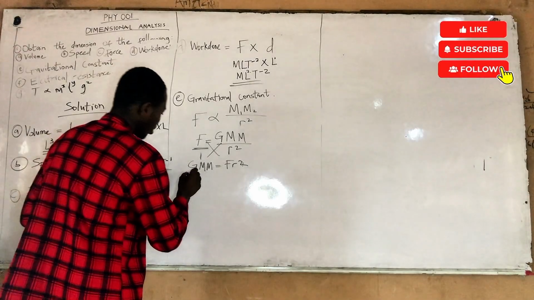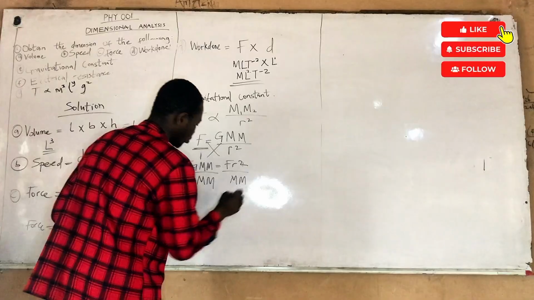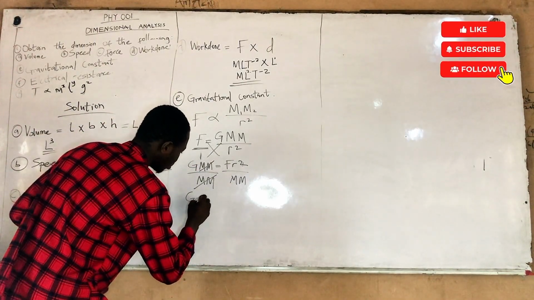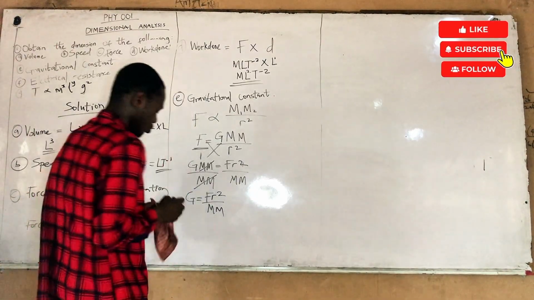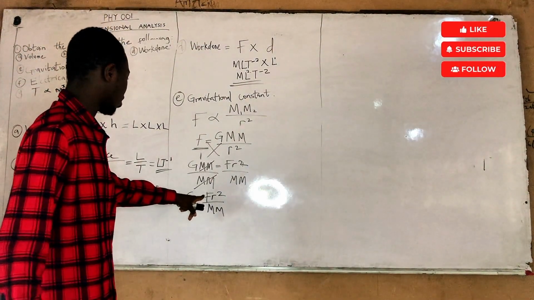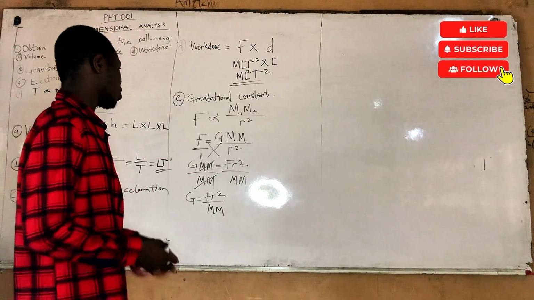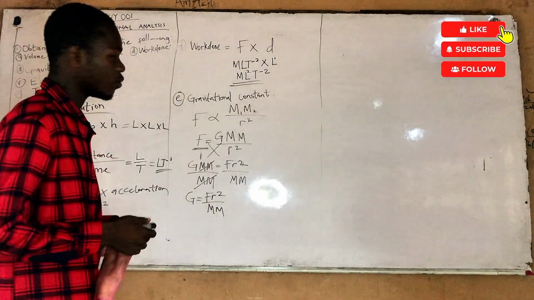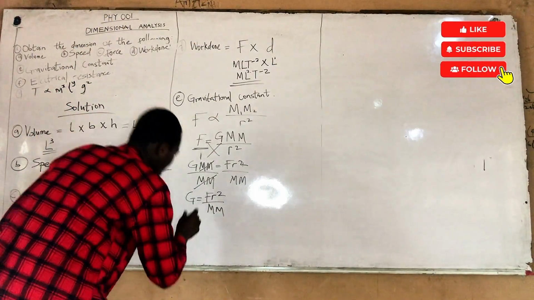Divide both sides by M1 M2. You can say this one divided by this one, and you are isolated with G equal to F R squared over M1 M2. Right. So from what we have done so far, we have calculated force. We know distance, and M is our mass. So from there you can easily calculate the dimension of this gravitational constant, that's G.